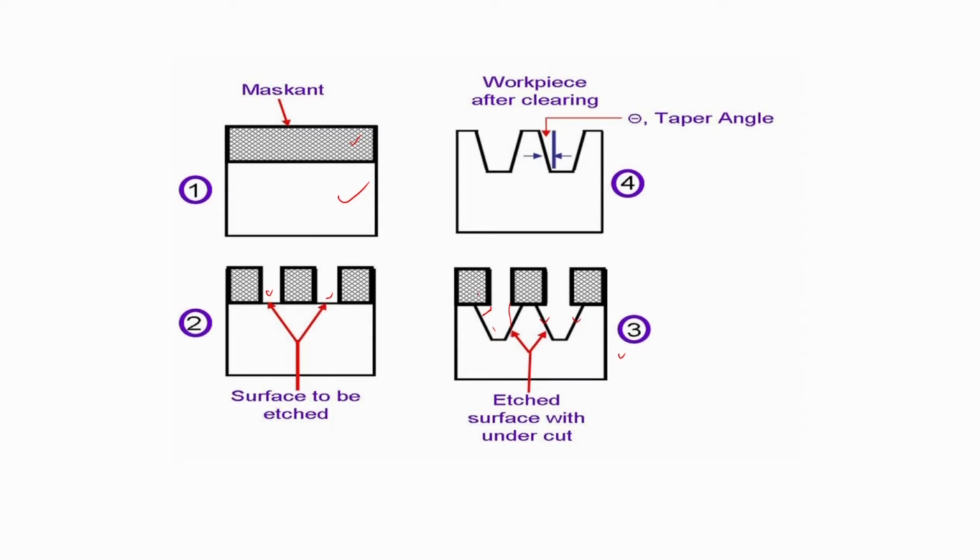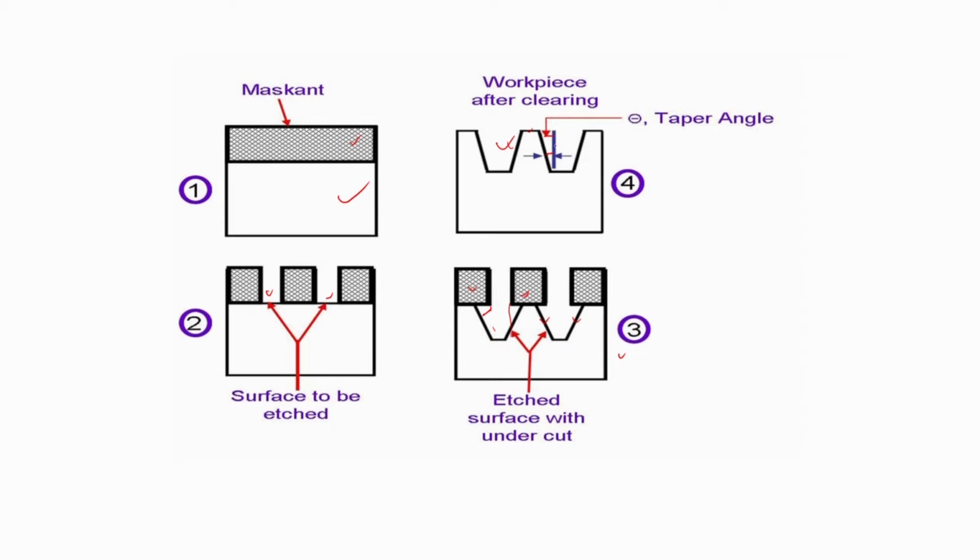So here you can see this maskant is attached on the workpiece surface where we don't want any machining. So in this area we don't want any machining, so maskant is attached. Now after that, this maskant is removed from the workpiece. Here you can get the final machined surface. Okay, so whatever maskants are there, it is removed. So here this is the taper angle. So this is the disadvantage of this process. This kind of tapered surface is generated, and this kind of overcut is generated.